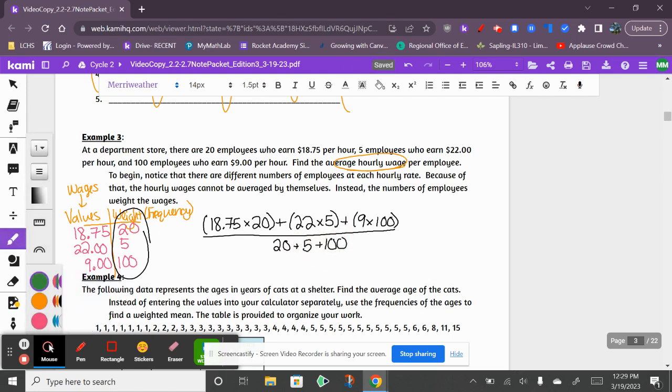Okay, if I multiply this, I get 375. This one multiplied will be 110, and this one multiplied will be 900. So if we add up all of those, we get 1,385. And if we add up the bottom, we get 125. If we divide, we will get an answer of $11.08.